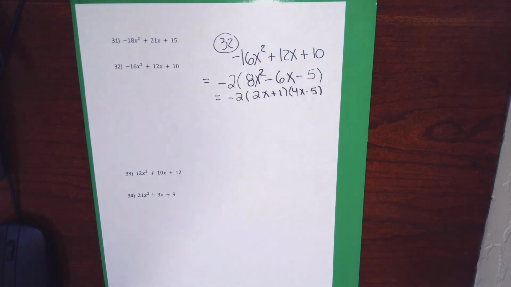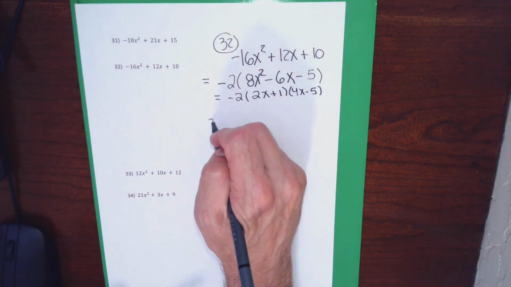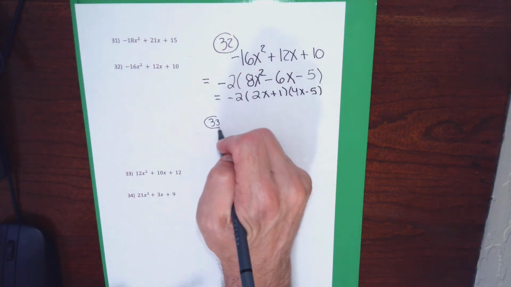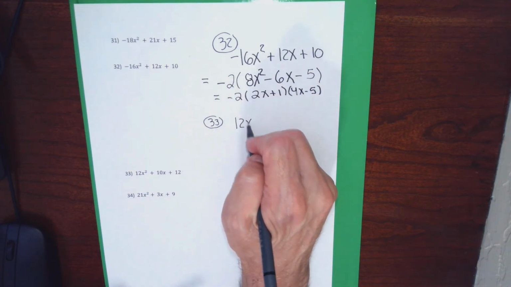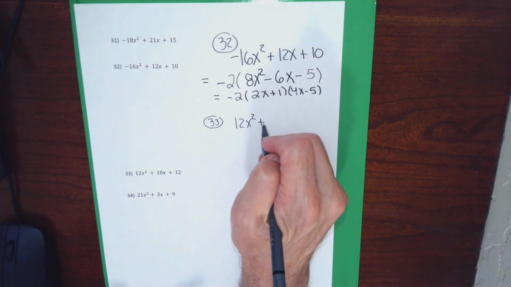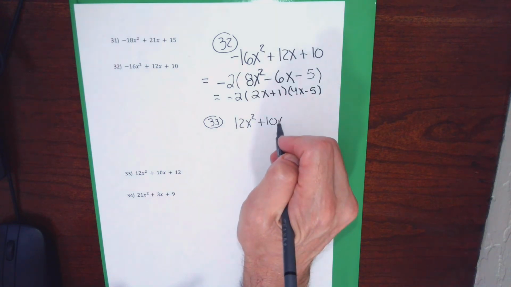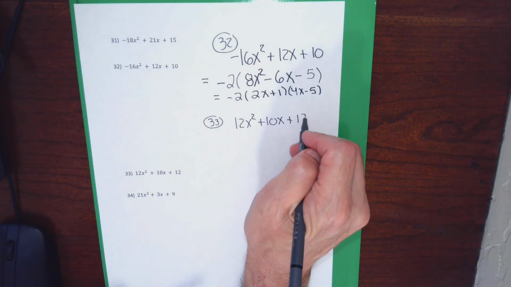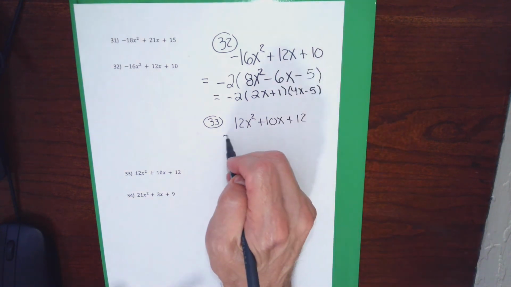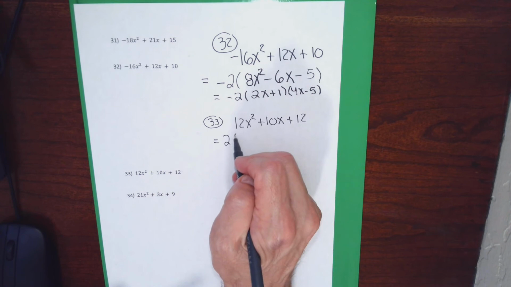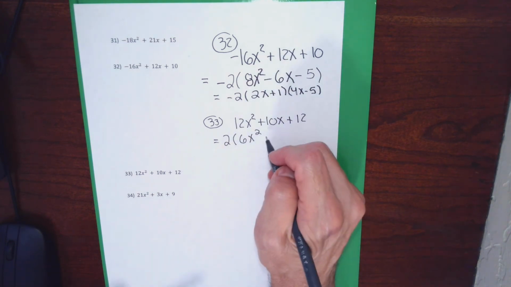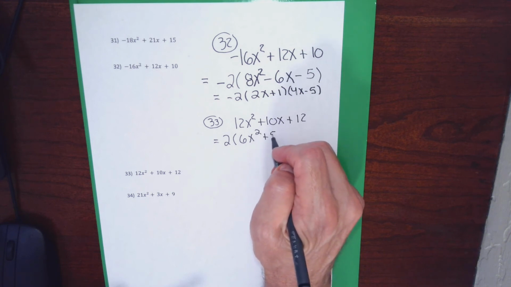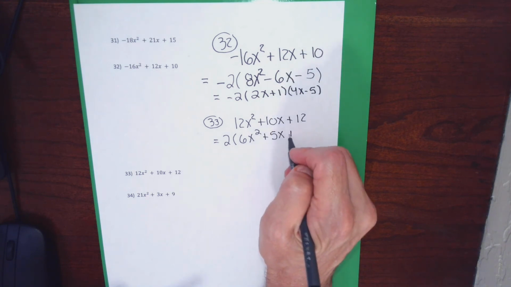Because that was so short, let's do 33 together then, since that took so little time. So in 33, I need to factor 12x squared plus 10x plus 12. All of the problems on this second part of the video have a common factor. And in this one, the common factor should be easy. It's just a 2. I don't have to factor out a negative because the first term isn't negative.